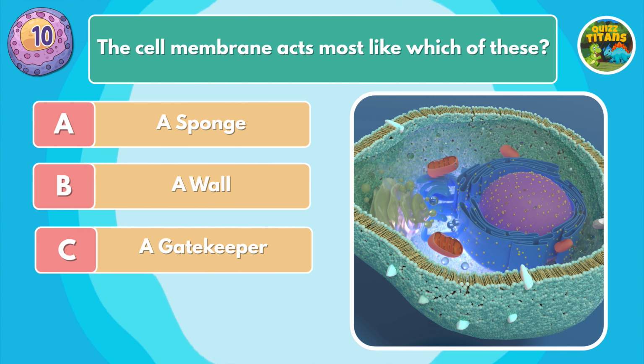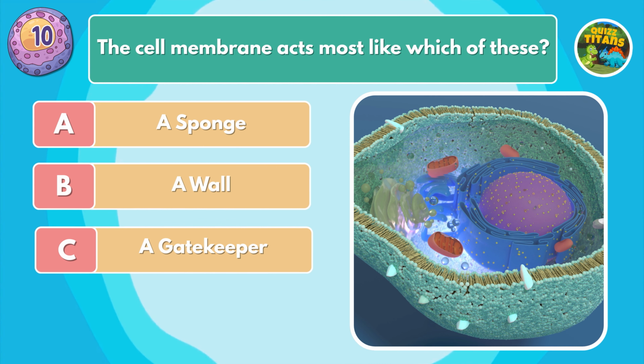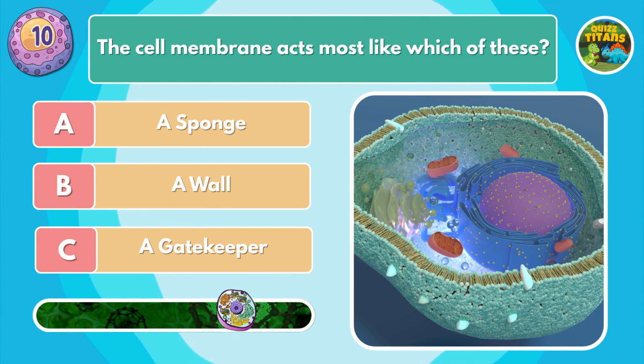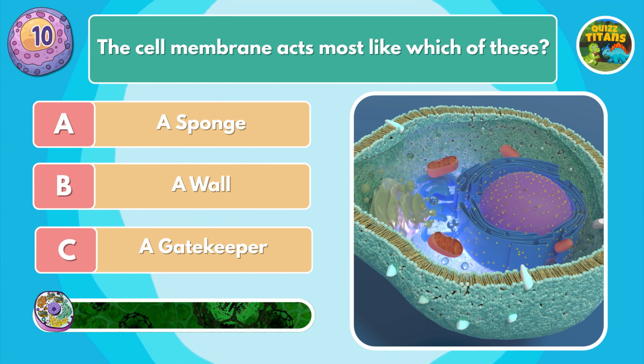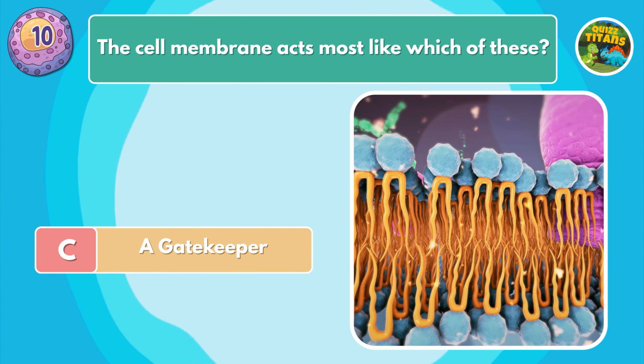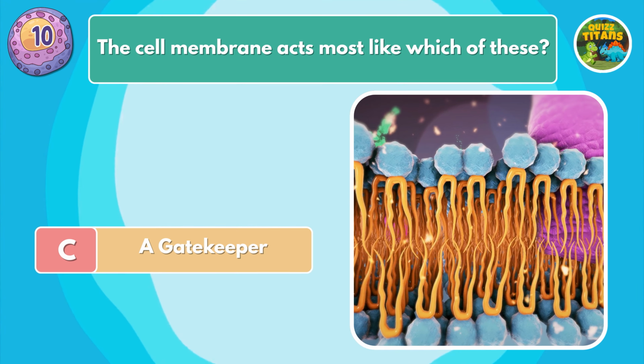Imagine your cell as a busy city. Now, the cell membrane acts most like which of these? And the right answer is a gatekeeper. It decides what enters and exits the cell.